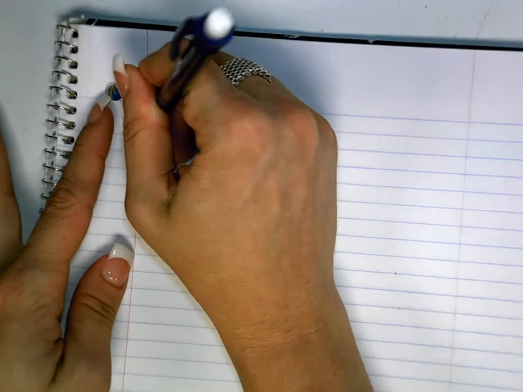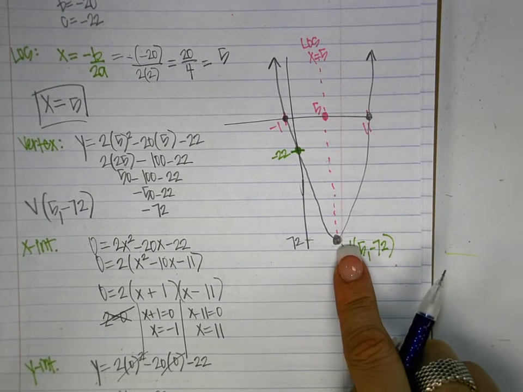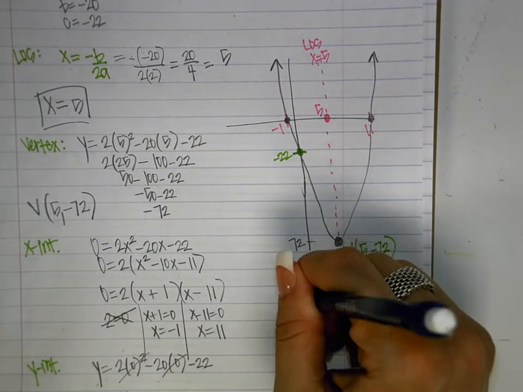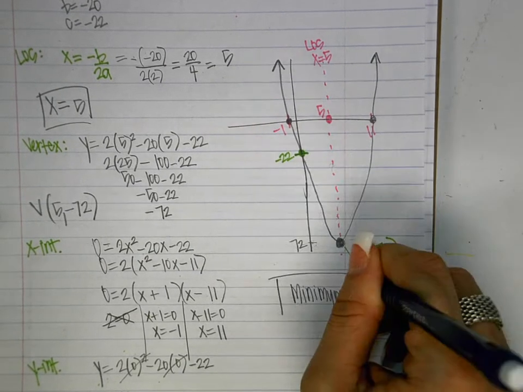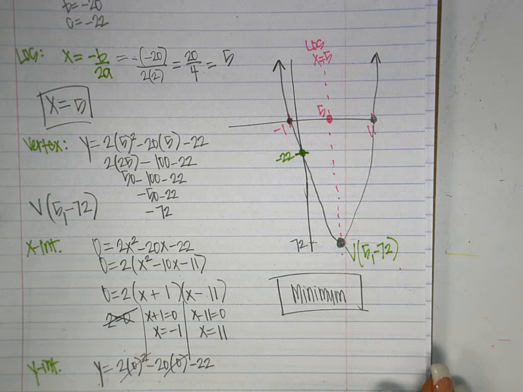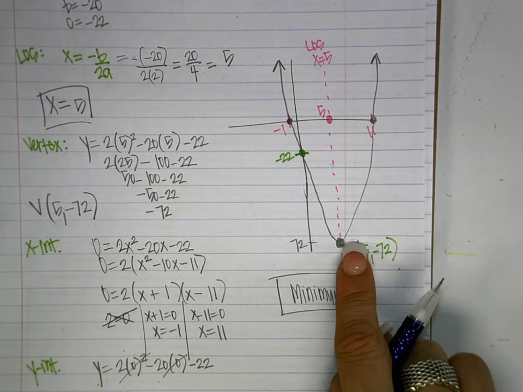Oh, okay. And good question. Does this one have a minimum or a maximum? Is this a low point or a high point? Low point. So low point means it is a minimum. Think about it. Isn't that the lowest it gets? That's not the highest it gets, right?